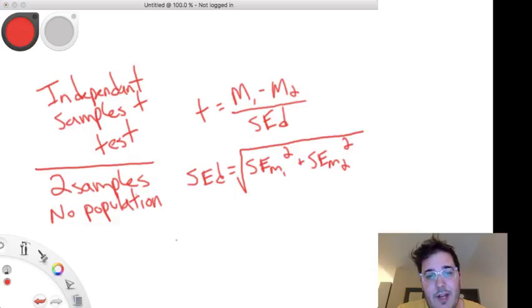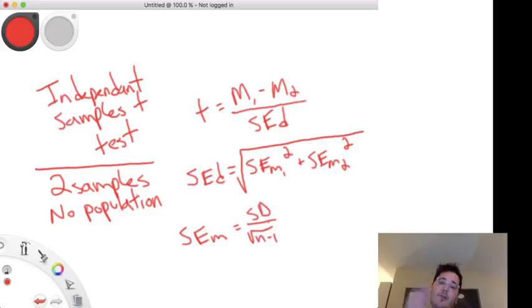And just to refresh, the standard error of the mean is the standard deviation divided by the square root of n minus 1. So here, for each sample, you have to calculate the standard error of the mean for that sample, and then you use both of them to calculate the standard error of difference, and you use that in your equation for t. So you use the mean of each group and the standard error of difference to calculate t.